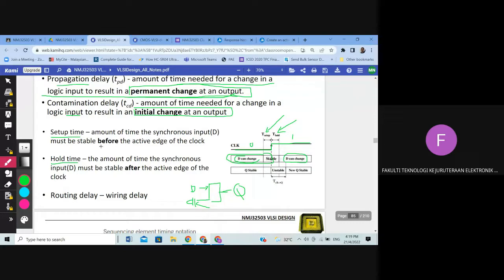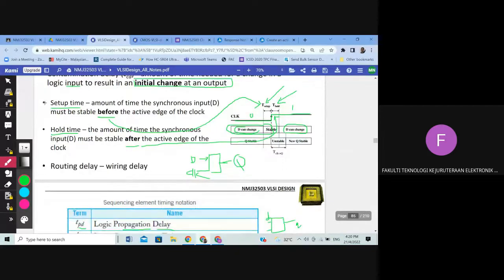All right, so the key difference is actually before and after. So what does before mean? This is before the rising edge of the clock. And after is this one, after the rising edge of the clock. Okay, before and after. So here it mentioned the active edge. Active edge means either the rising edge or the falling edge. Right. Any question? Ada soalan?